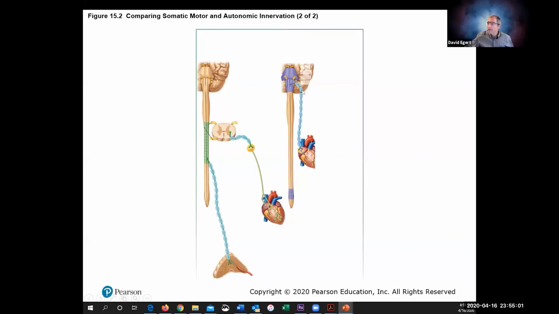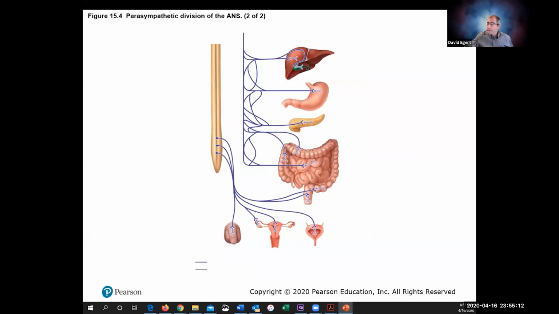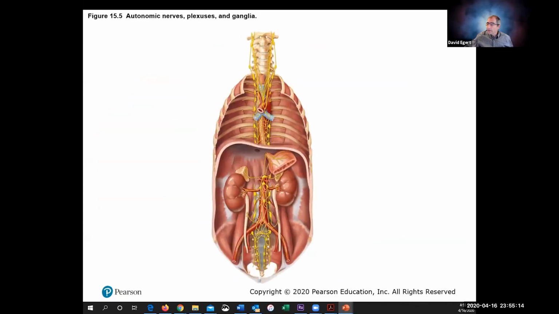So this would be the vagus nerve, right? It's the only one of the cranial nerves that goes out of the head. So this has got to be the vagus nerve. Again, we've got the parasympathetic. This is the sympathetic chain going up and down along the spine.